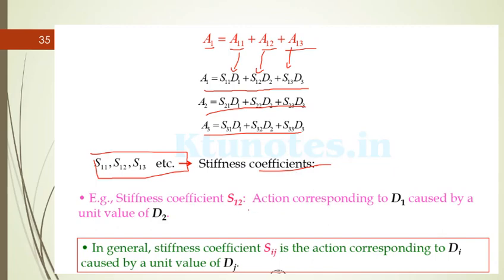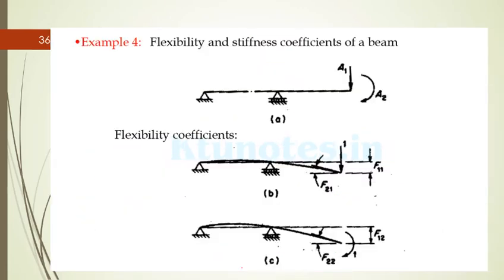The stiffness coefficient S12 is defined as the action, that is a force corresponding to D1 due to the unit value displacement at D2. In general, the stiffness coefficient Sij is the action corresponding to Di caused by a unit value of Dj. We have some more problems. We'll quickly see these problems.